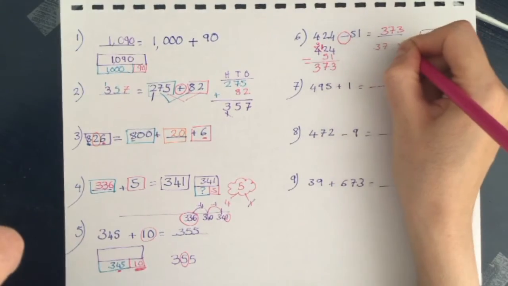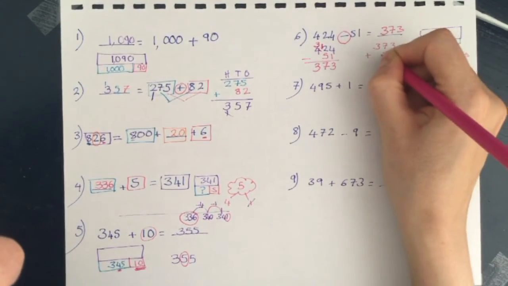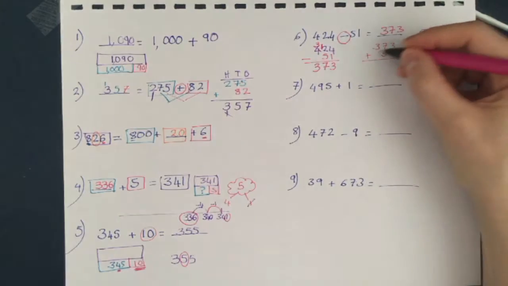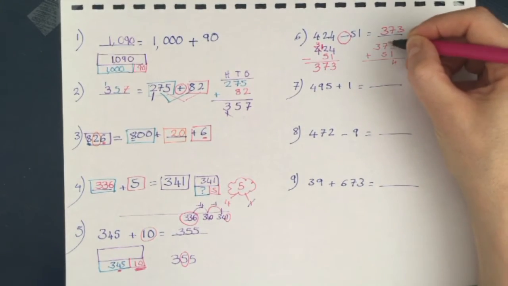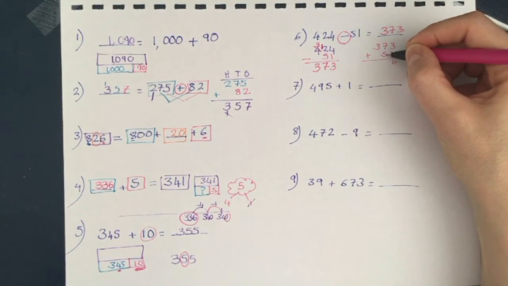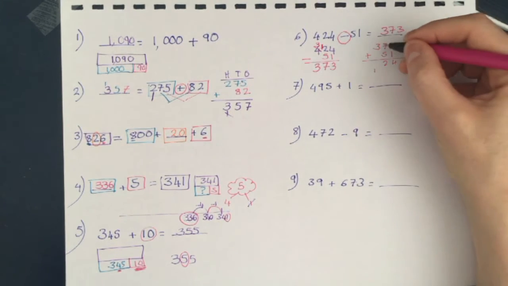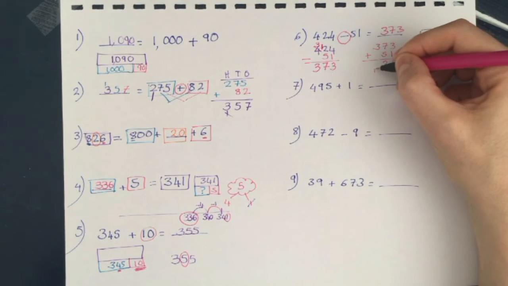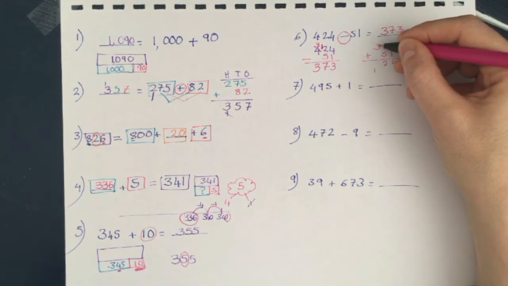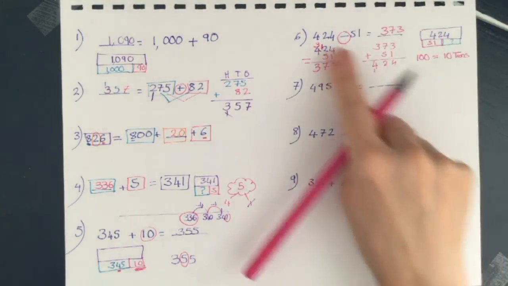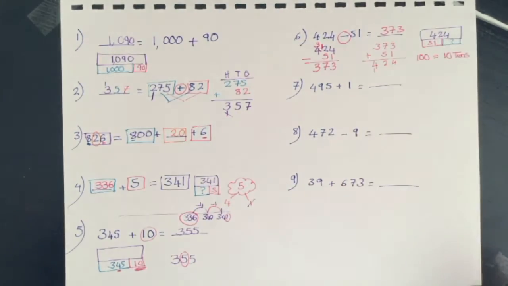Okay, we can and we should do the inverse operation just to check that it is correct. So 373 add 51 should give me the total. Okay, 3 add 1 equals 4. 7 tens add 5 tens equal 12 tens. I unitize. 3 tens plus 300 plus 100, 400. 424, correct. We have done our operation properly.